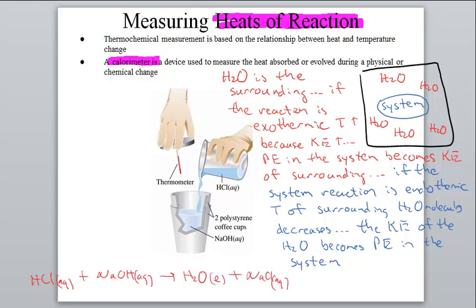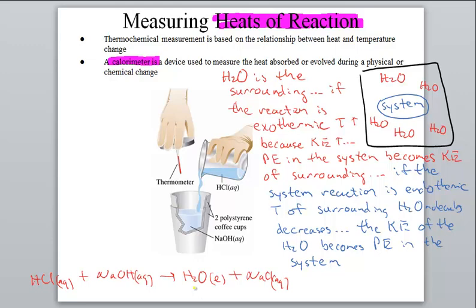The chemical reaction we're going to do in the laboratory is a neutralization reaction, hydrochloric acid and sodium hydroxide. It's aqueous, meaning water's the medium in which the reaction is occurring. Like we mentioned earlier, for any aqueous solution, if water's a solvent, that water is the surrounding. It's part of the surroundings.